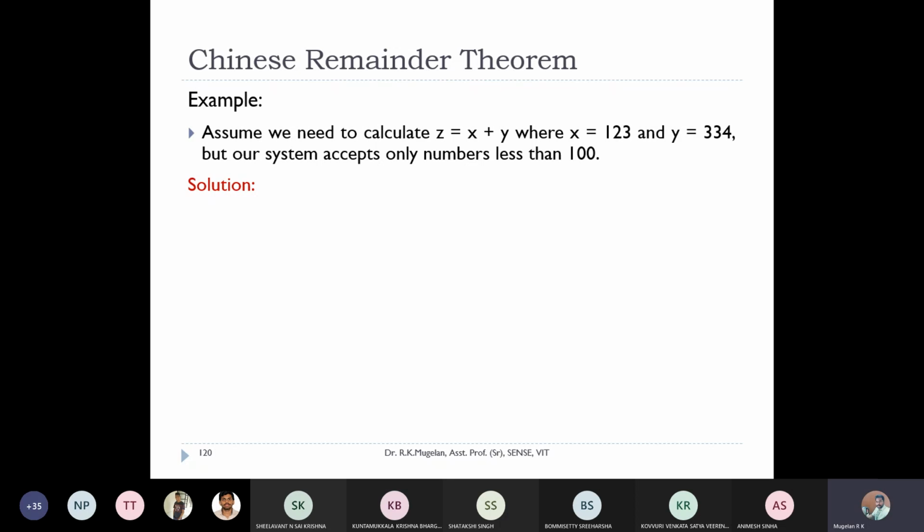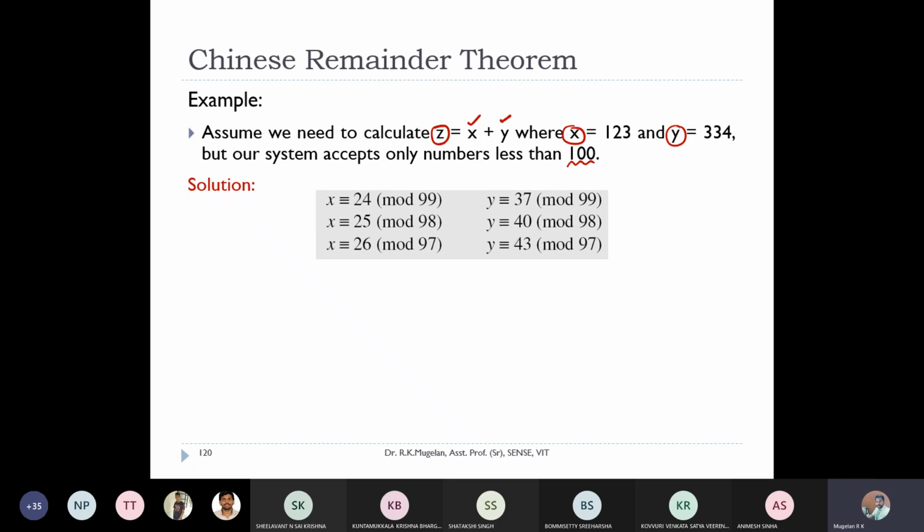Okay, there's also another way we can ask this. Assume that you need to calculate z, and z is in the format of x plus y, and you are given x and y as 123 and 334. But your system is going to accept only numbers less than 100. This is the system you're going to design, or your cryptographic algorithm can operate only with 2-digit numbers. It can't go with a 3-digit number. That's the condition here. So what should we do?